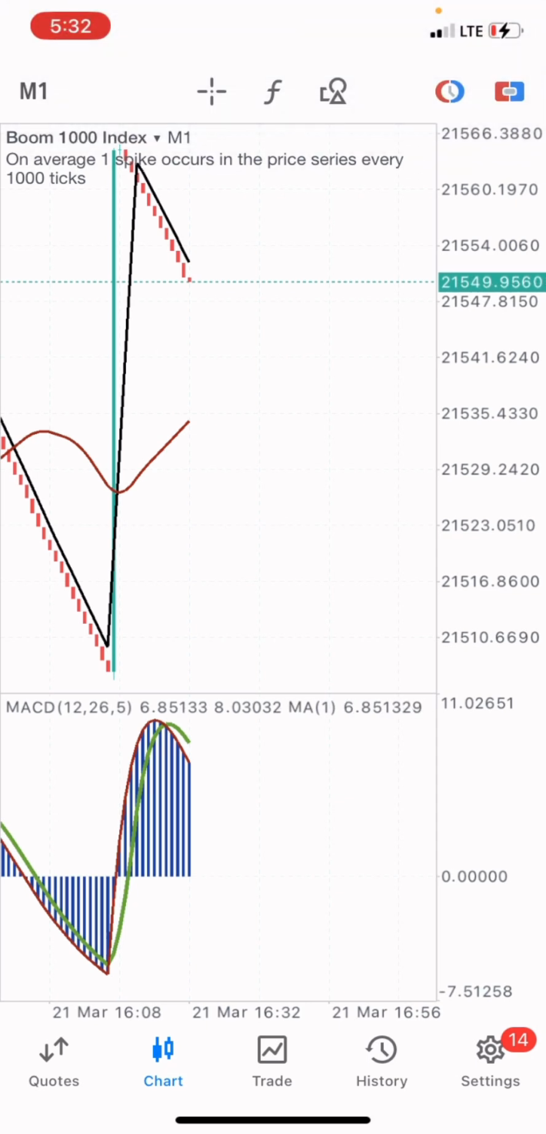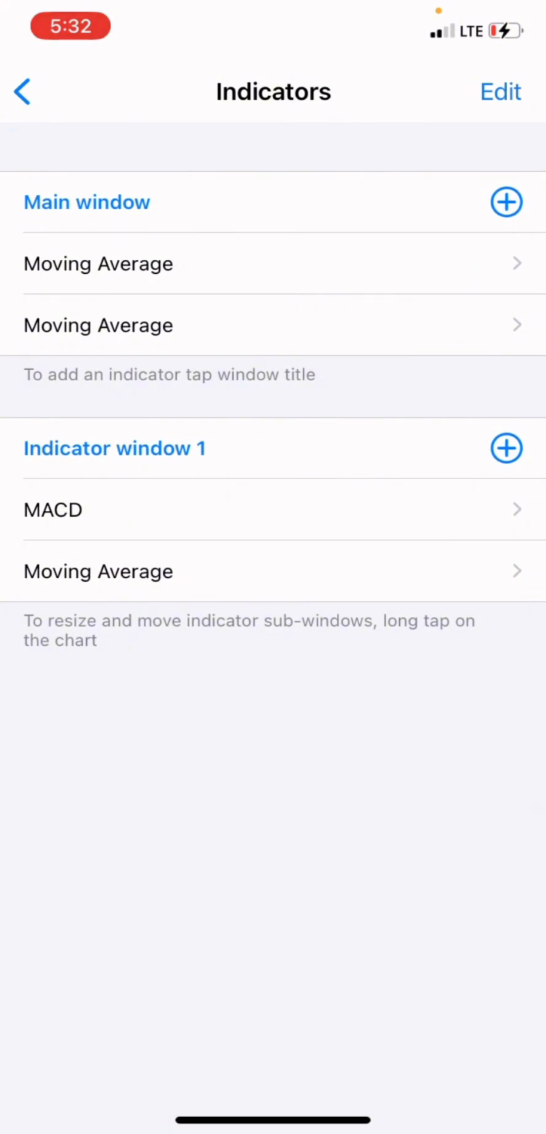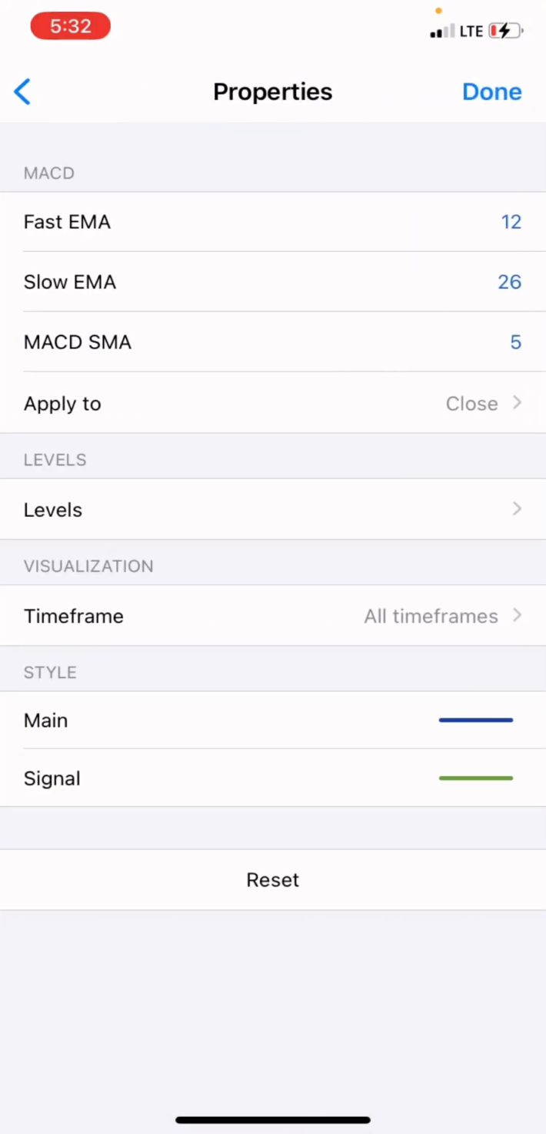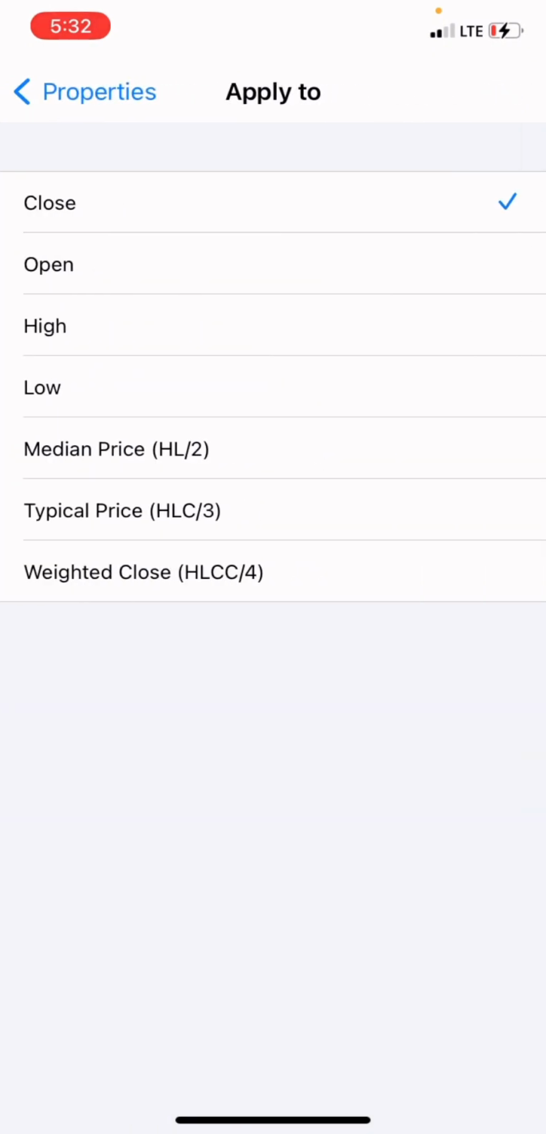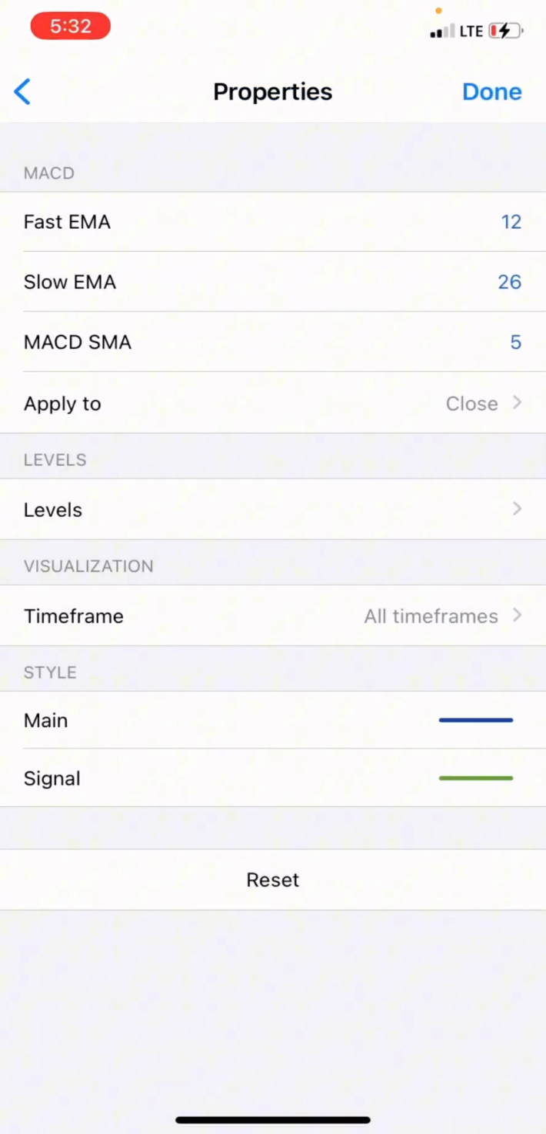So the next thing we want to be adding to our chart would be the MACD. We want to be doing fast EMA of 12, slow EMA of 26, MACD SMA of 5, apply to close. When you click that, you would see some options, so you just choose close. Levels are not needed still, so you skip that.